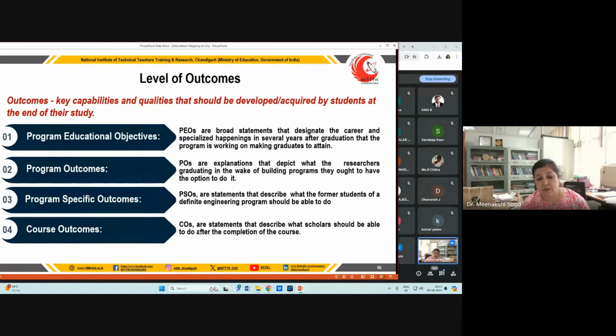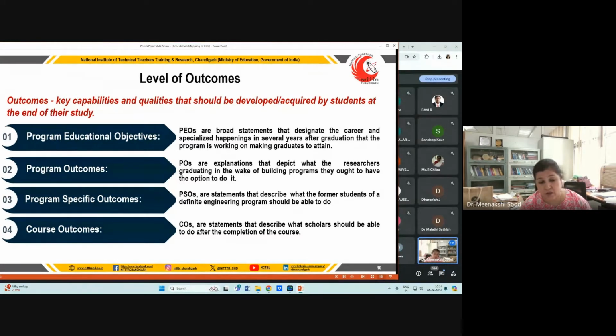And then there are program specific outcomes. If there are outcomes we are not able to cover in the program outcomes, then you have the liberty to frame 2 to 4 program specific outcomes for that particular domain or stream. But again, it should be within the limit of 2 to 4. And lastly, the course outcomes, which every faculty has to take care of, that is the outcomes at the end of the course.